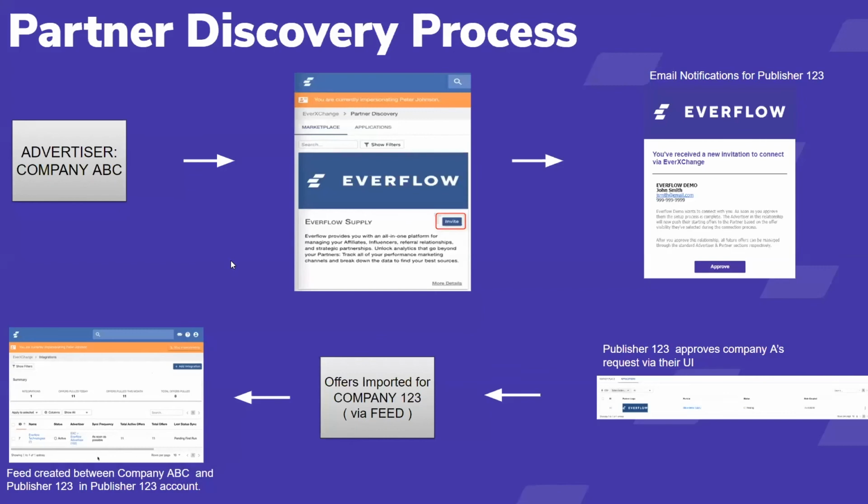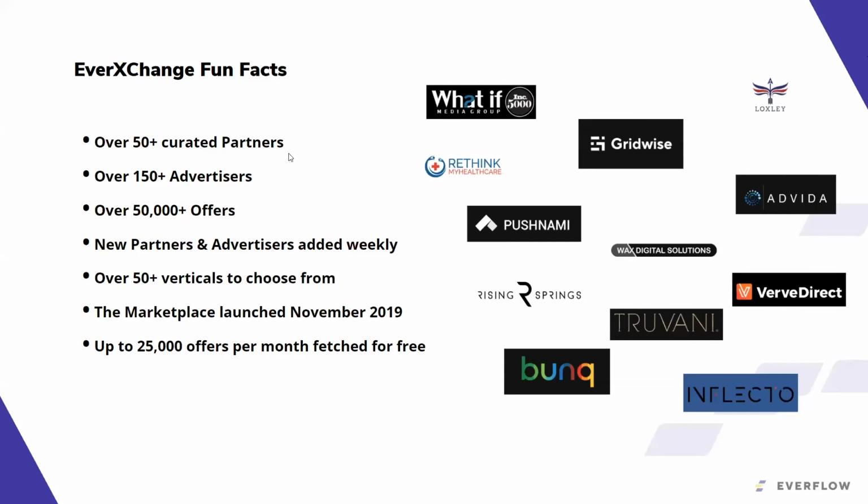Great. Moving to the fun facts of EverXChange. Yeah, so this is a quick overview of the partners that we have currently using EverXChange. We are working with over 50 partners currently in our publisher discovery feature, and we are working with over 150 advertisers currently in our advertiser discovery functionality. In total, we have over 50,000 offers that have been run through this marketplace environment, and we are adding new partners and advertisers weekly to this.